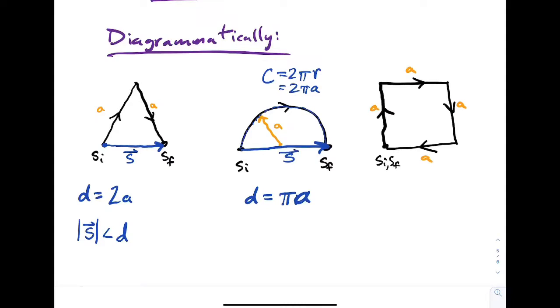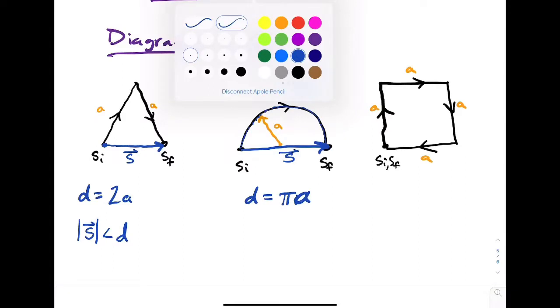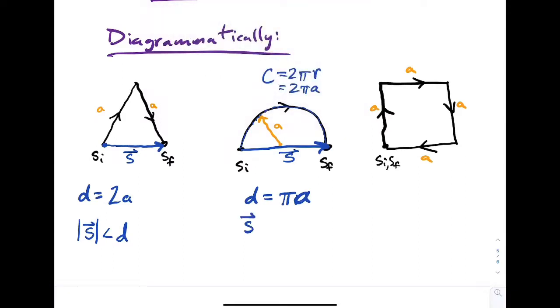The displacement then would be just 2a, wouldn't it? S would be 2a, but it would be horizontal, or in the x direction if you want. Horizontal, because we know displacement is a vector. We have to give the direction too. Finally, what is distance for this shape?